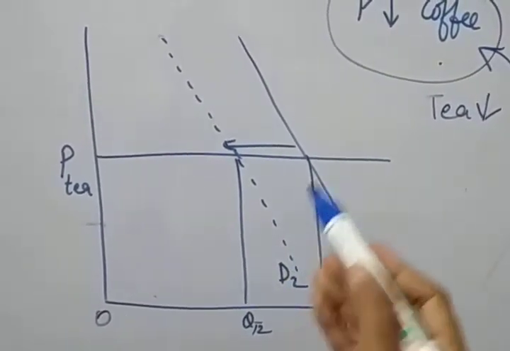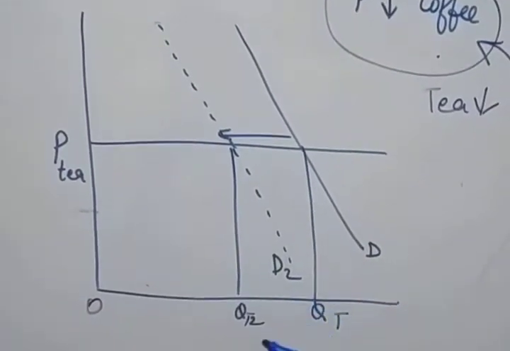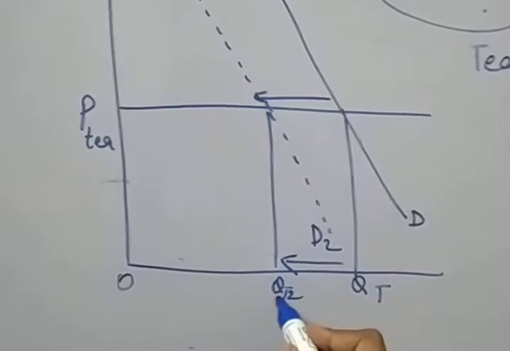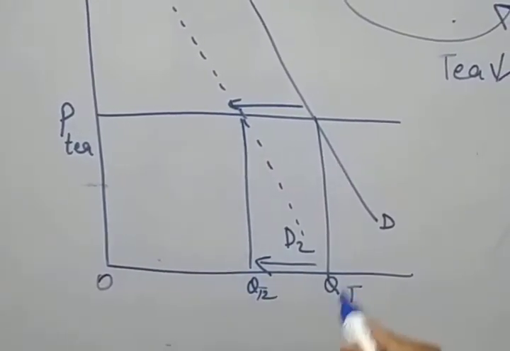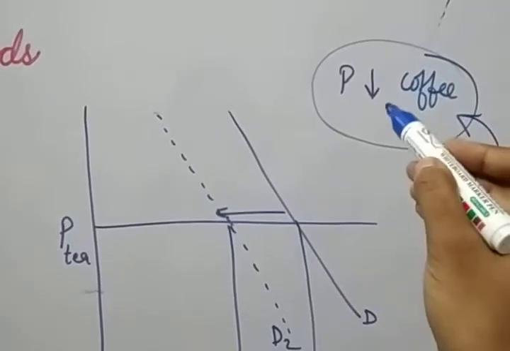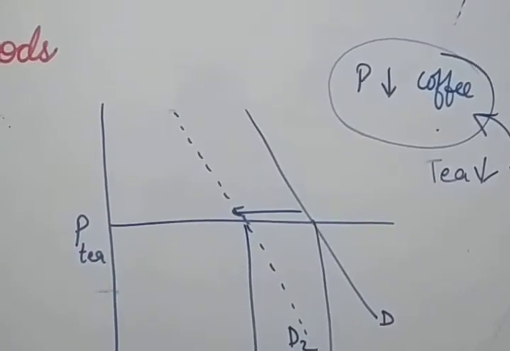So the demand curve will shift leftward and the new curve becomes D2, and quantity is reduced from QT to QT2. This much quantity he will reduce. Why is he reducing this much? Because now the consumer is shifting his consumption to coffee, since coffee is available at a lower price.